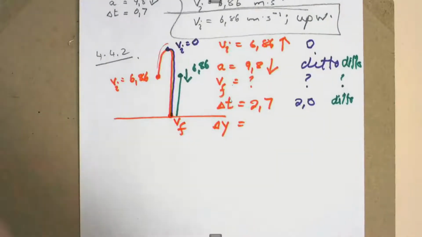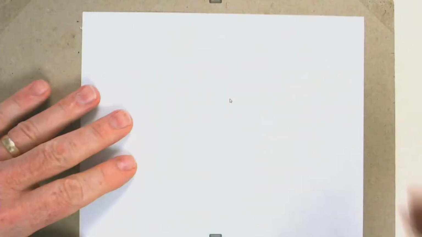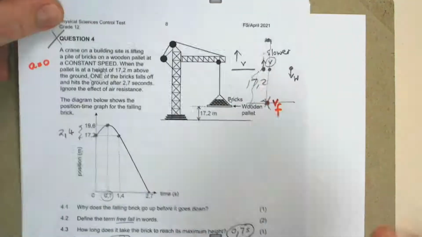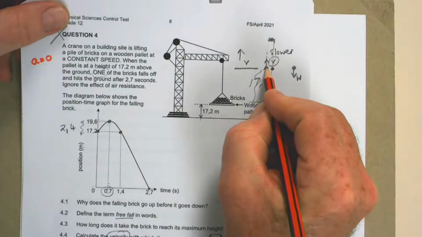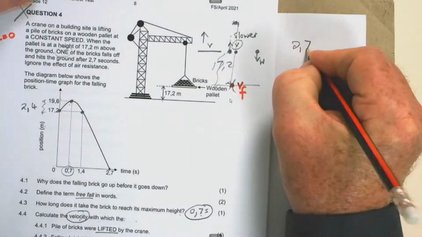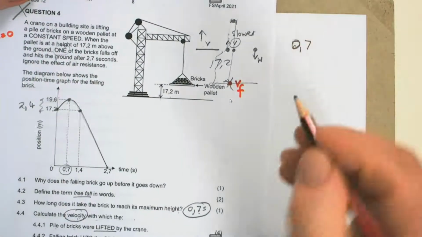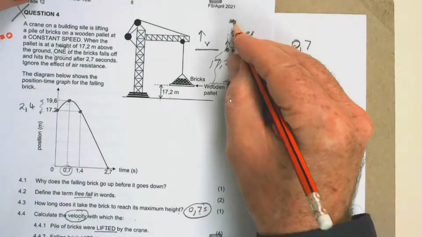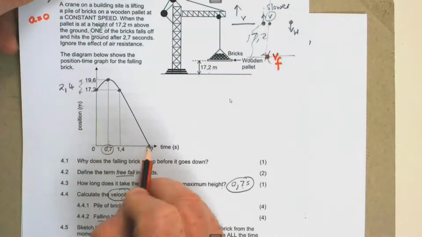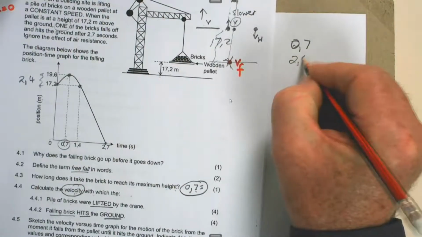Now, just for the sake of explaining the question, my apologies, I cannot write this out for you. Remember, since the moment the brick fell off, it took 2.7 seconds, and I'm going to write it for you there. Sorry, it took 0.7 seconds up to the highest point. Then it took a further 2 seconds to come to the ground.